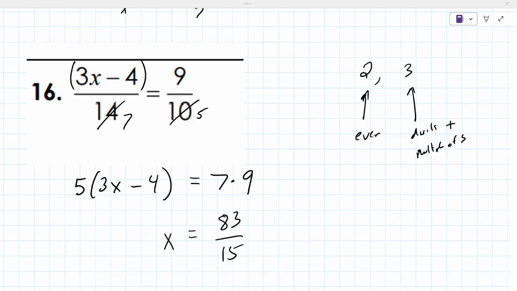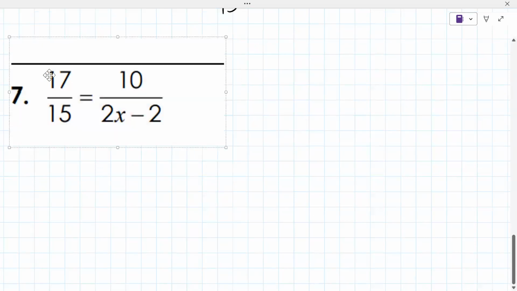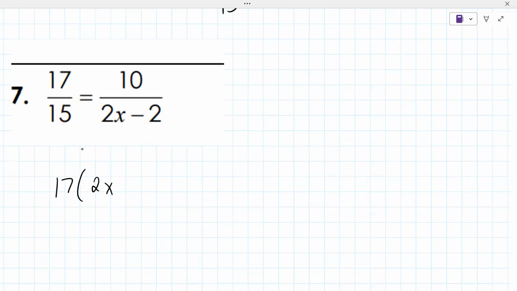So 17 here. You look at 17 and 15. 17 is actually a prime number, so there's nothing that goes into that. 17 and 10, the horizontal, nothing goes into that. So you do unfortunately have to solve this with diagonal cross multiplying here.